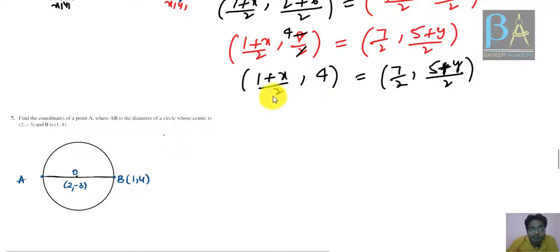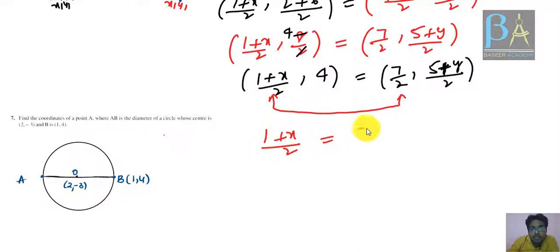To find out the value of x, let me compare the x coordinates, which means (1 plus x) by 2 is going to be equal to 7 by 2, and I can actually get rid of the 2 and 2 from the denominators. Why? Because obviously 2 is dividing on the left hand side, so 2 would be multiplying on the right hand side, and then 2 from the numerator and 2 from the denominator actually cancel out each other eventually. So I would be left with just this. So x is going to be 7 minus 1. If you transpose the plus 1 to the right hand side, it becomes minus 1. So x value is 6.